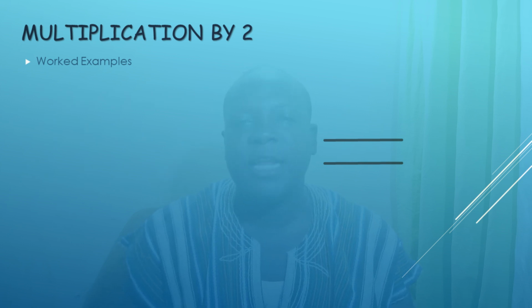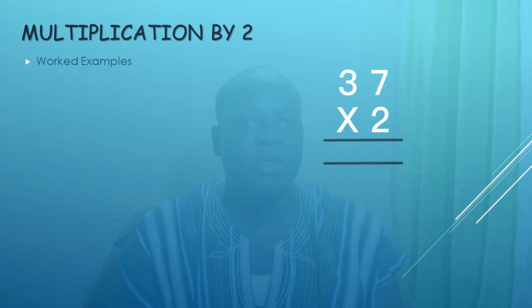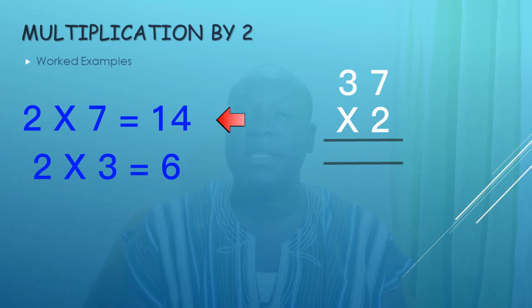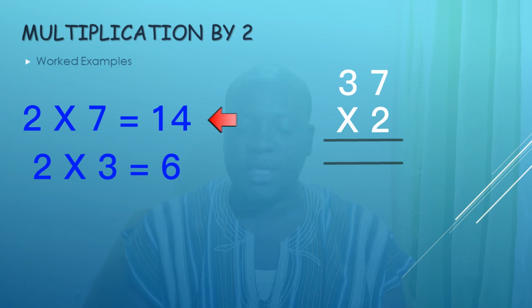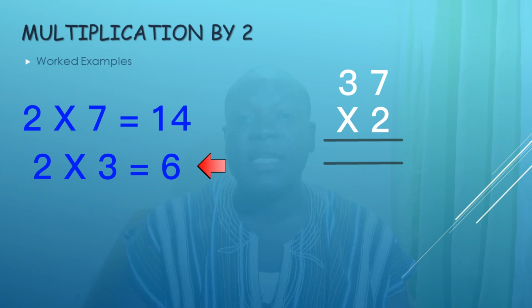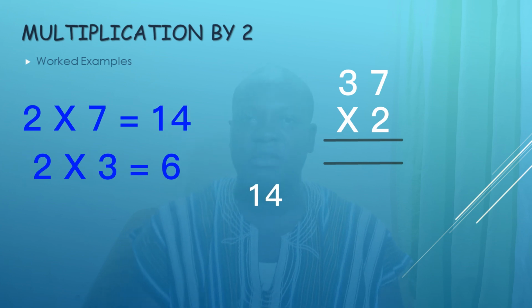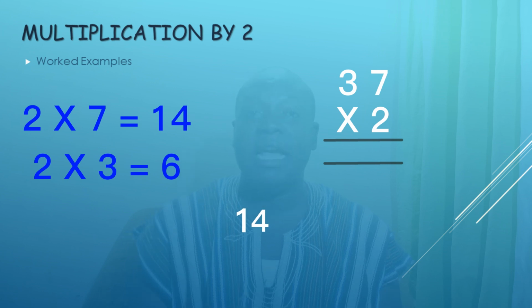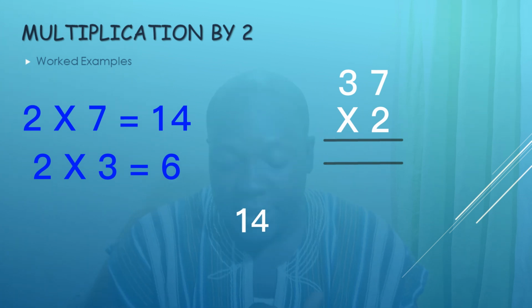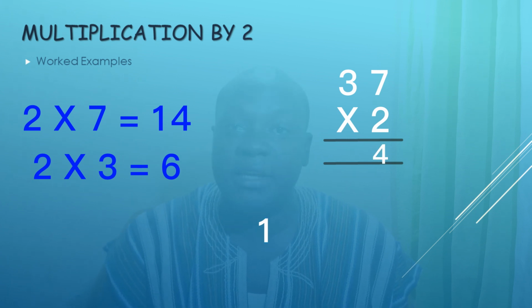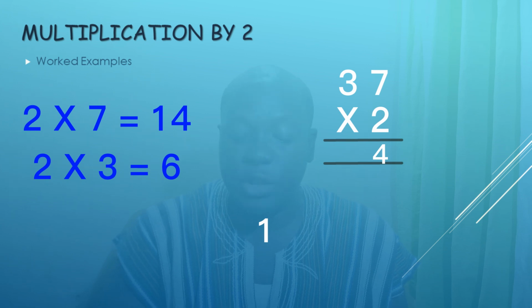Now, let's take another example. Let's take an example like 37 times 2. Now, what is 7 times 2? 7 times 2 is 14 from our table. And what is 3 times 2? Very simple. It is 6. So when we multiply 7 and 2, we had 14. But we cannot write all the 14 at the space over there. We are only going to write the number at the ones place. The number at the ones place is 4. So we put 4 over there and keep 1 as a remainder.